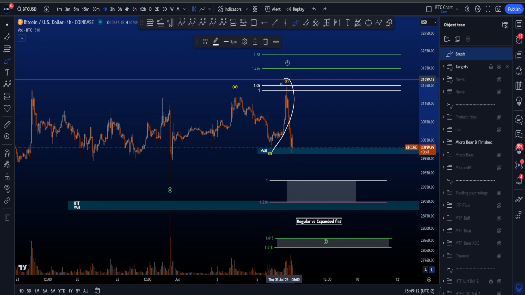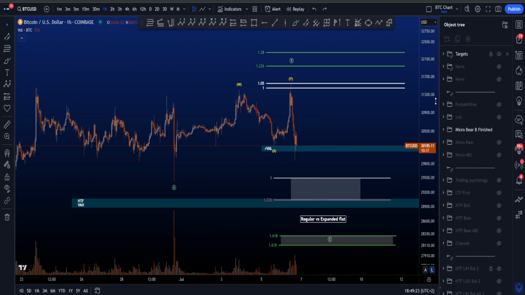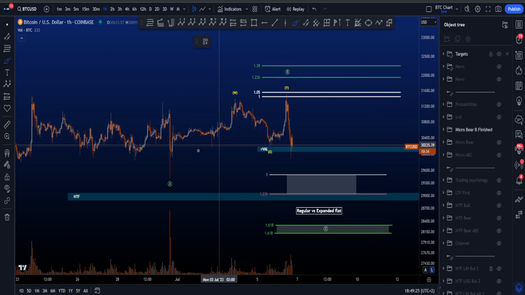Now this wave Y in time is very, very short. As you can see, this wave Y is much shorter in time compared to this wave W as well as this wave X, which is very rare. It's not really something you like to see. Usually wave Y could be quite similar to wave W, or at least a 0.618 relationship in time.